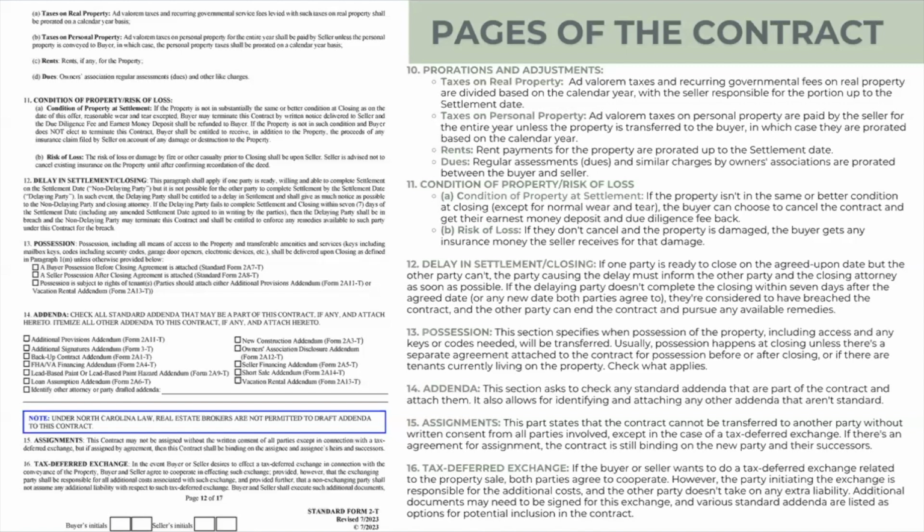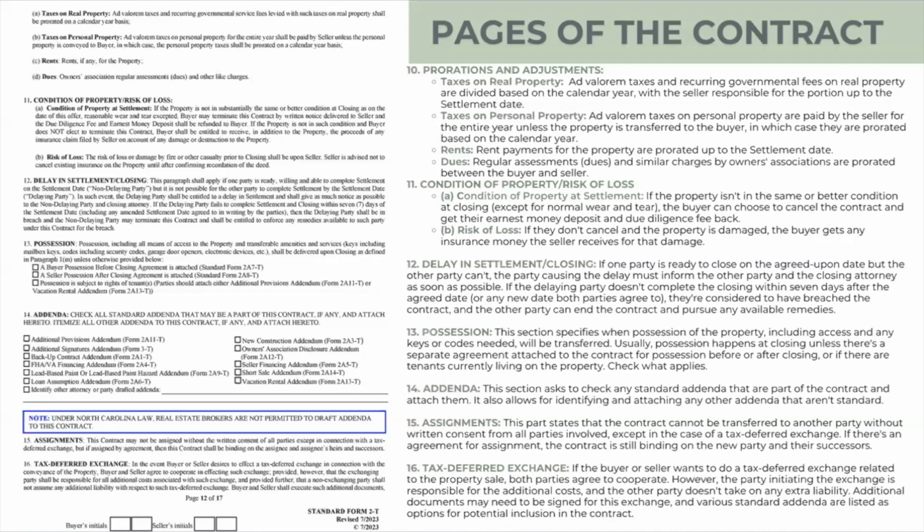Possession. This section specifies when possession of the property, including access and any keys or codes needed, will be transferred. Usually, possession happens at closing unless there's a separate agreement attached to the contract for possession happening before or after, or if there are any tenants currently living in the property. So check what applies.